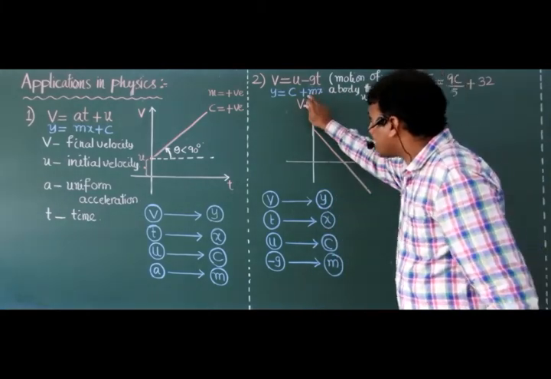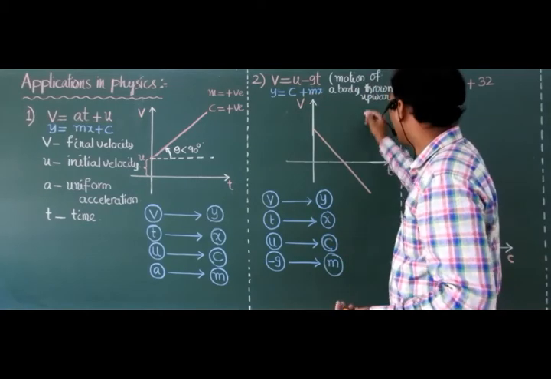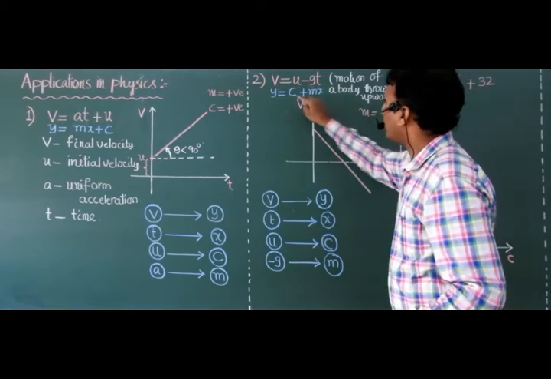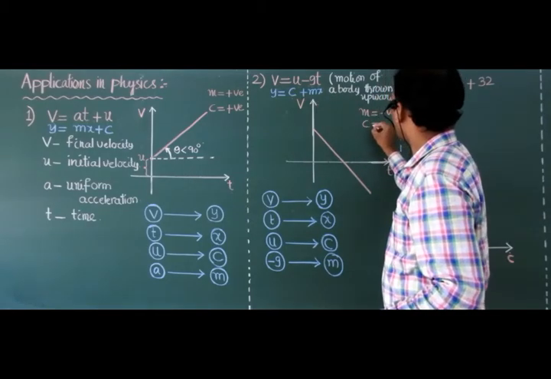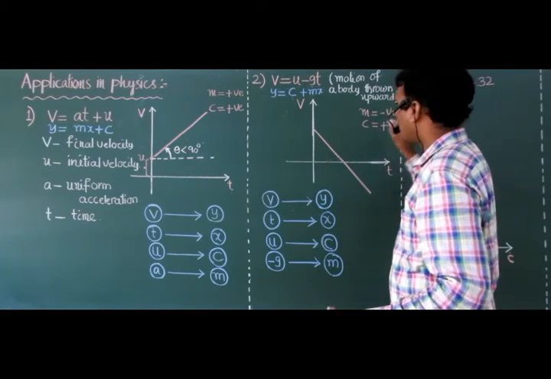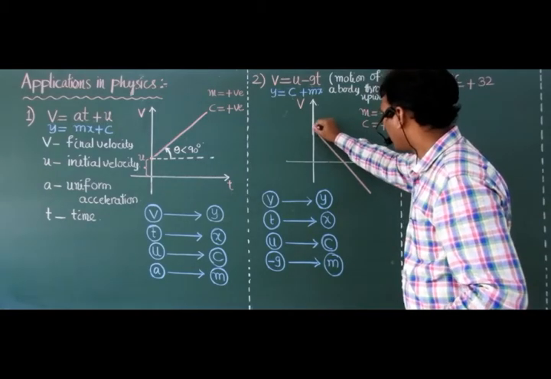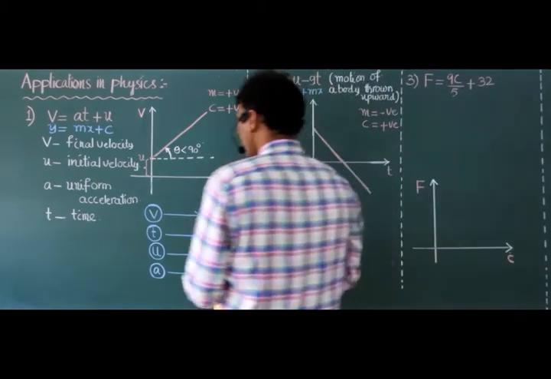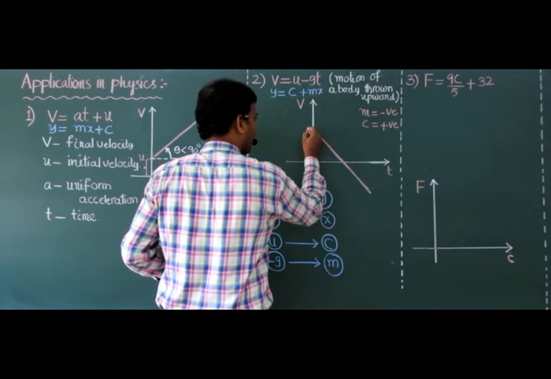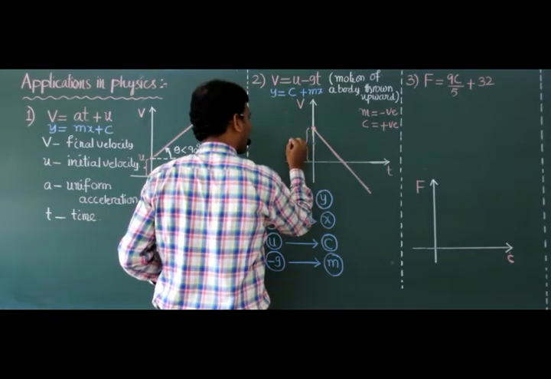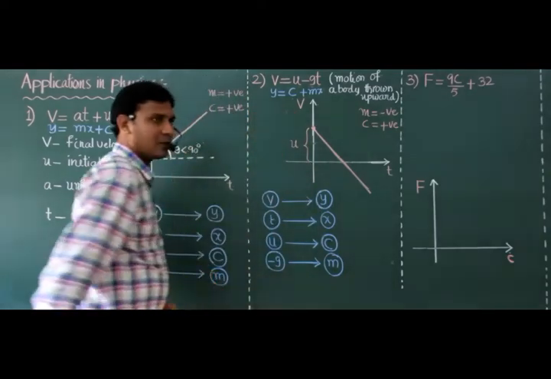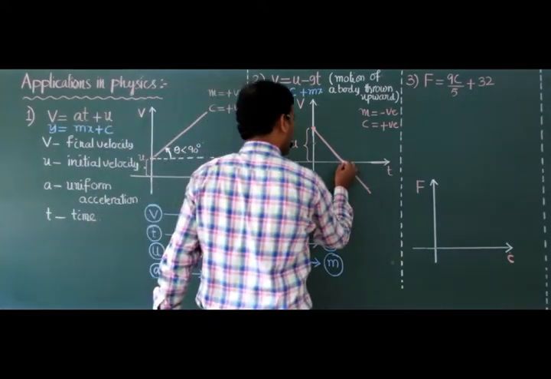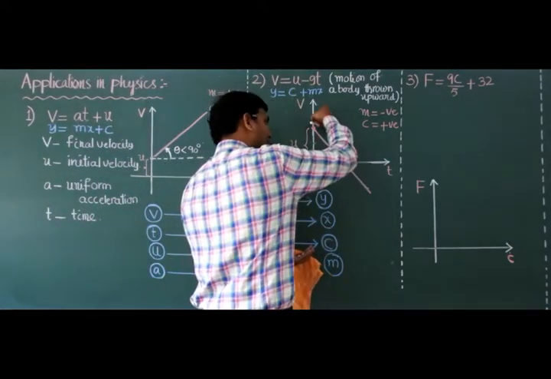In this equation, slope negative, intercept positive. Okay? Right. So the graph is a straight line but not passing through the origin. Then shall I take this as the intercept? Yes, u, the initial velocity. Clear? Initial velocity. Right. Then it is a straight line.